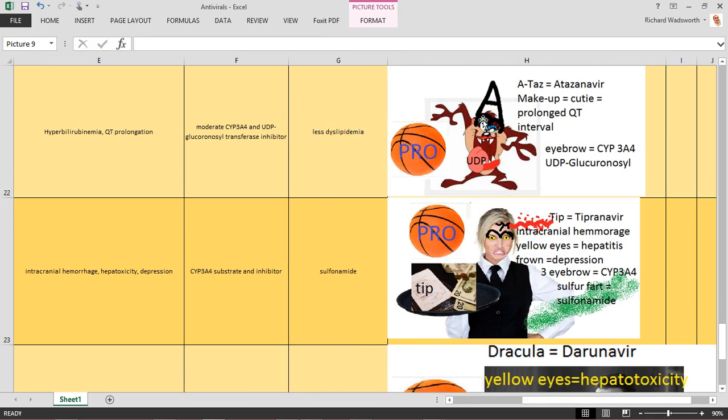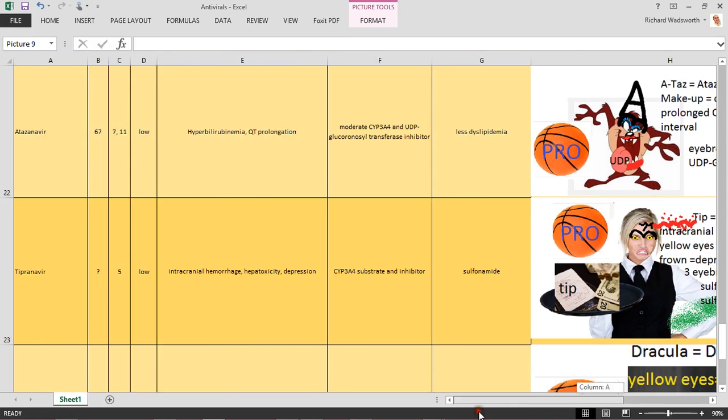Prolonged QT interval. QT. So I had to put some makeup on Taz. There it is. I don't know how the heck I just put UDP on the tongue because I didn't know how to fit this in here. That stands for UDP glucuronyl. And the 3 has got the 3 on the eyebrows for 3A4. And the Ataz has got his A game on because he's playing pro basketball.